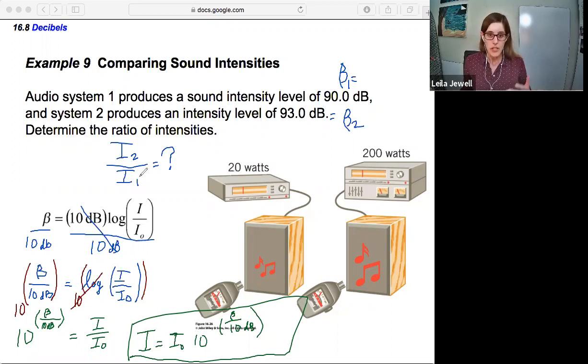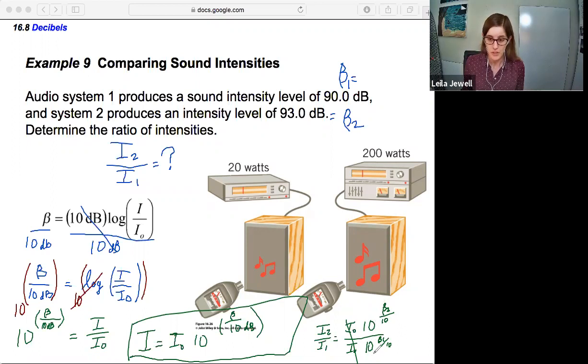In this case, we could take the ratio of I2 over I1 and we'd see that the I0s cancel out, right? So we would be left with I2 divided by I1 is equal to, I'll show how that cancels, I0 times 10 to the beta 2 divided by 10, all divided by I0 times 10 raised to the beta 1 over 10. And so the I0s there would cancel, and we're left with a relatively simple expression.